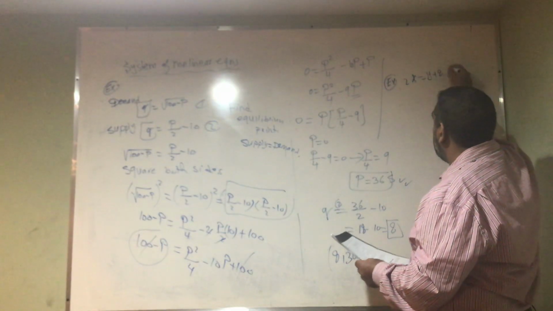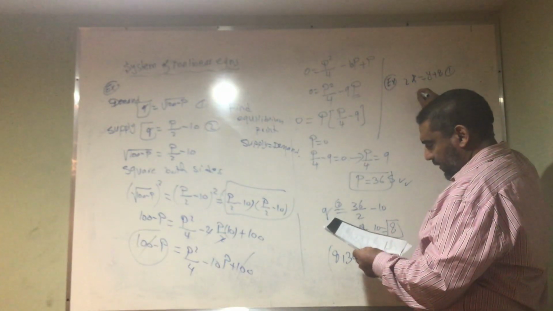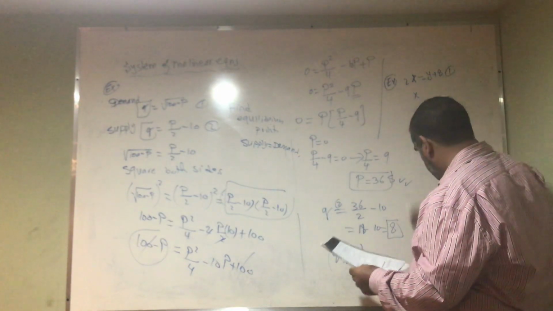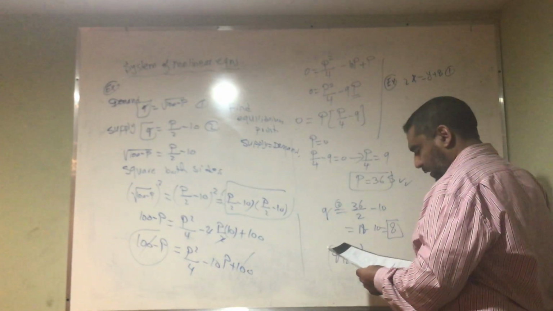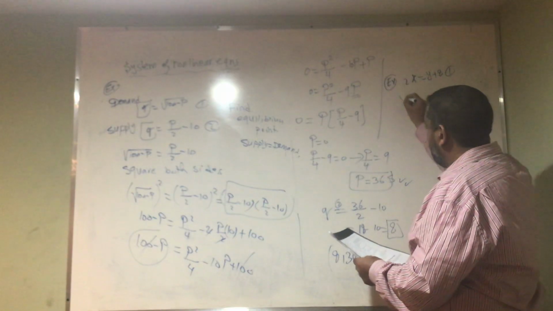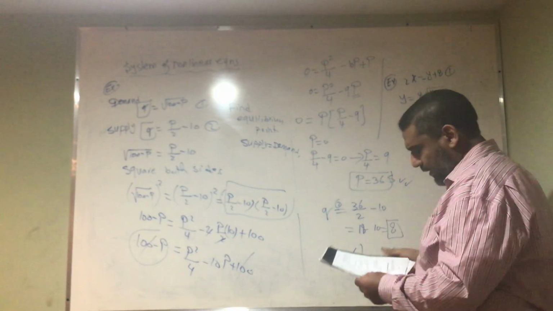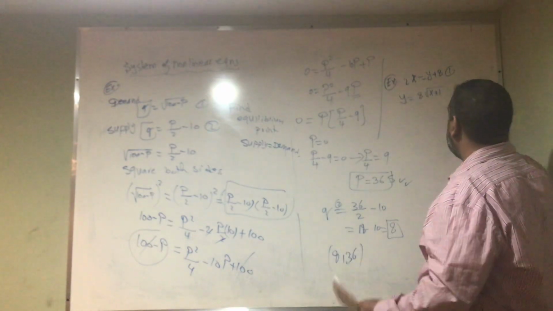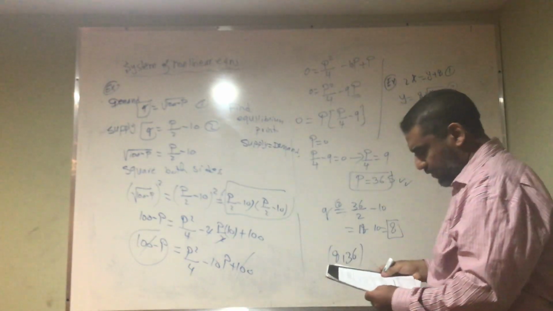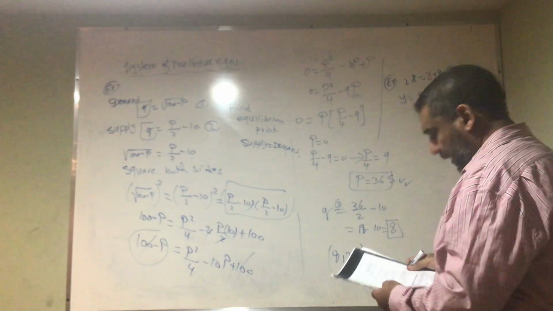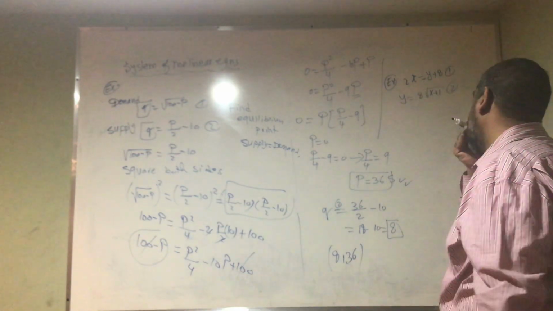So that is one equation. The second equation, y equals 8 square root of x plus 1. Now, that's equation 1 and equation 2. So now, how to solve this system, guys? How to solve these equations?